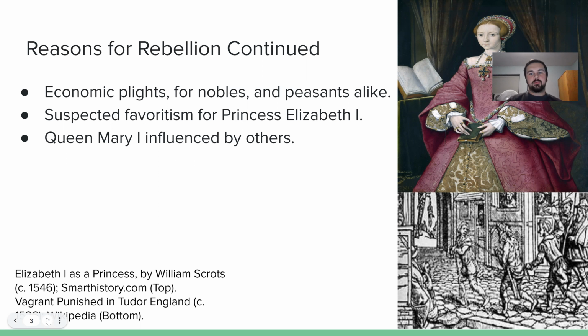Because of many of these reasons, it was suspected that Princess Elizabeth was more favored to be on the throne. She was seen as the queen that truly represented Britain and was seen as more moderate in her religious beliefs and would cater to both Catholics and Protestants.